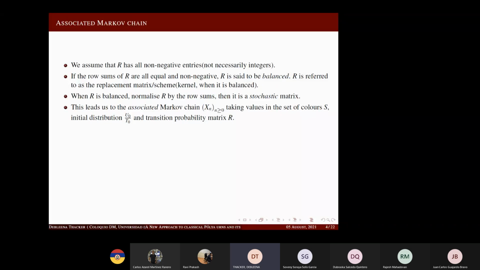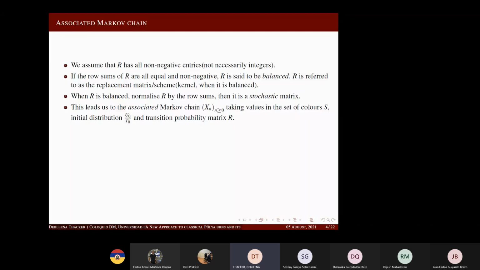construct another Markov chain, which we call the associated Markov chain and denote by Xn, which takes values in the set of colors S. So in particular, you can always think of S to have two entries in this case, say white and blue. The initial distribution for this Markov chain is U0 by T0, and the transition probability matrix or the Markov kernel in this case is R. Why I am doing this will be clear in the next slide.